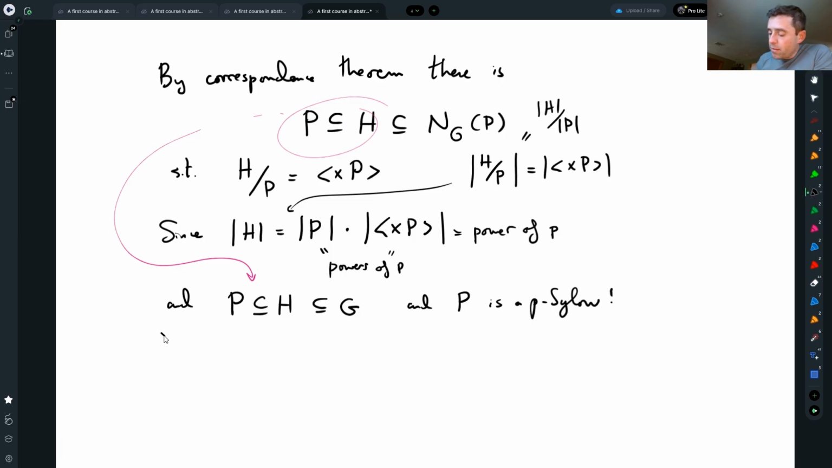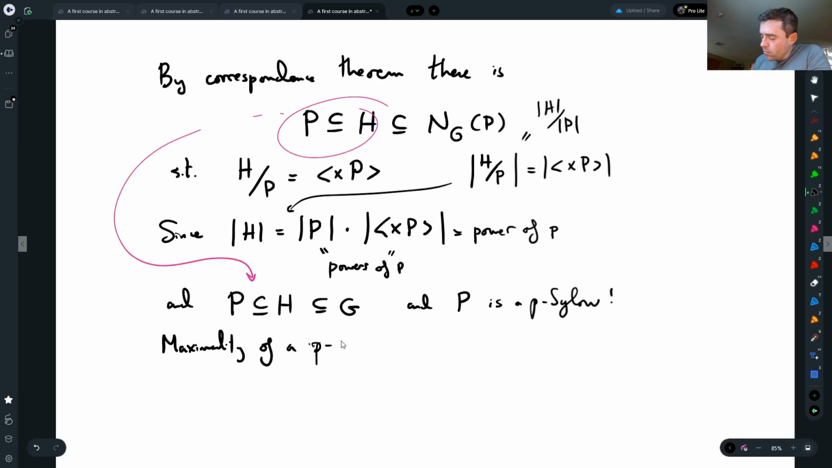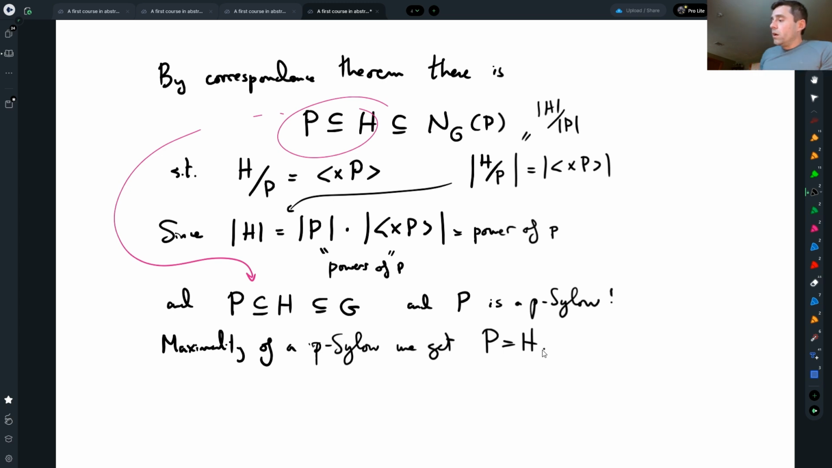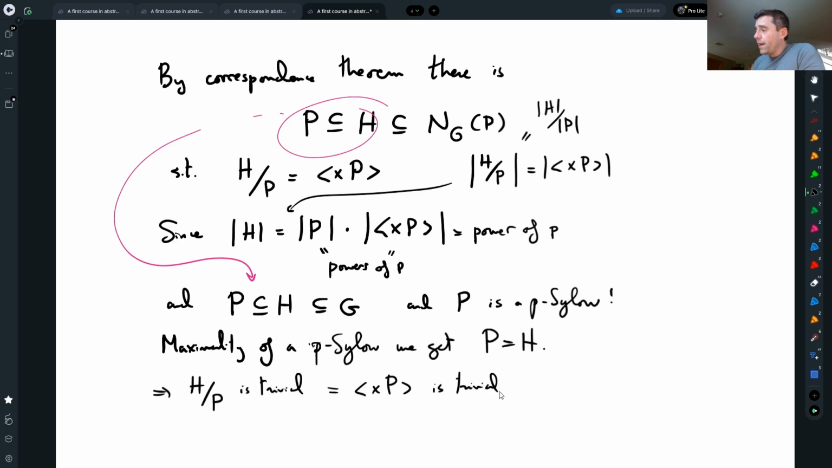So by the maximality of a P-Sylow, we get that P has to be all of H. Okay, so now that tells me that H modulo P is trivial, but that was exactly the subgroup generated by this coset, which is also trivial, and therefore XP must be just the trivial coset, the identity element in the quotient, which is P, and that tells me that X is in P, which is what I wanted to prove.